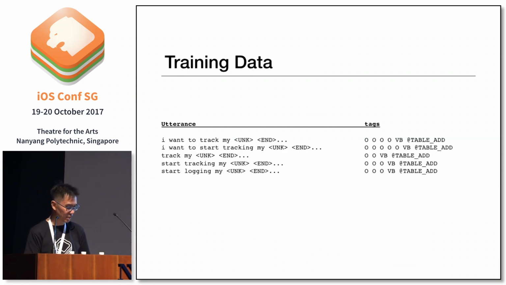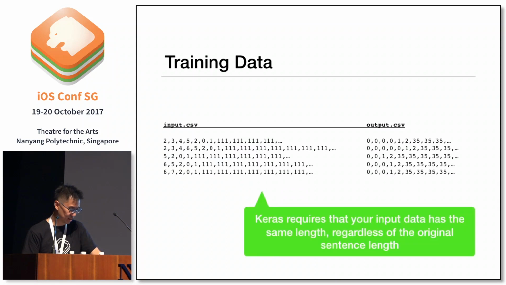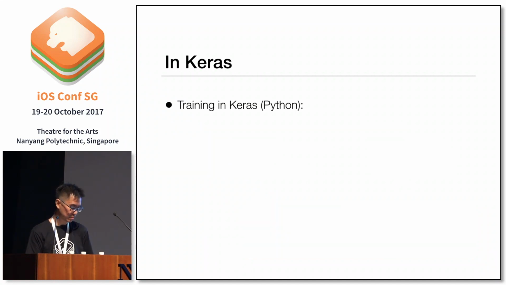So these are some sample utterances used for training and the corresponding tags. For example, you have "I want to track my", an unknown marker and the ending marker. And corresponding on the right side, you have each word's tag. The words on the left and the tags on the right are converted to their dictionary indexes. They are also padded, because Keras requires a fixed length to be sent into your training for all utterances.